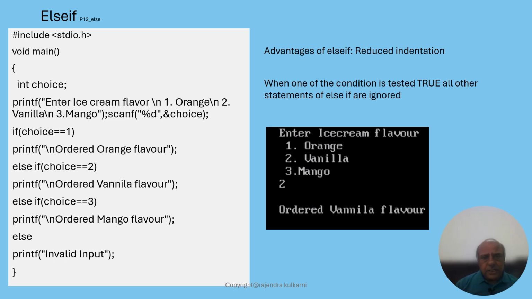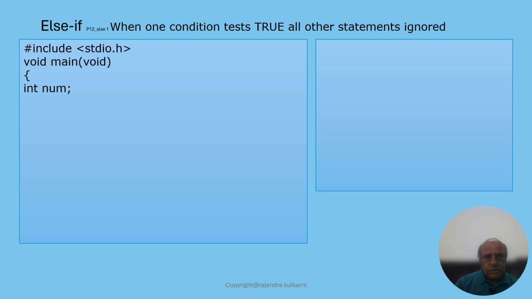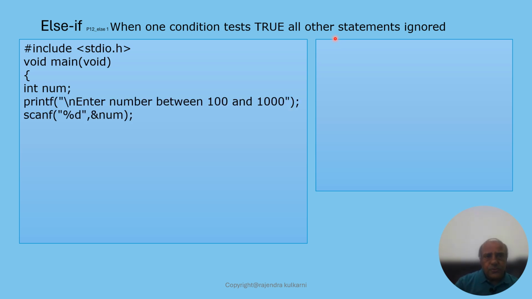Now this is the trial run. I entered 2 as my input, my choice. The output was ordered vanilla flavor. This is the snapshot of the screen after running the program. When one condition tests true, all other statements are ignored. That is else if for you.